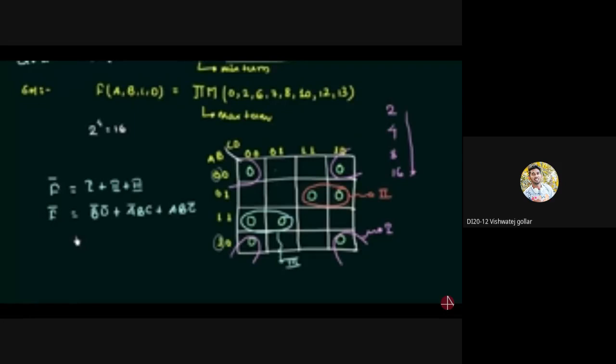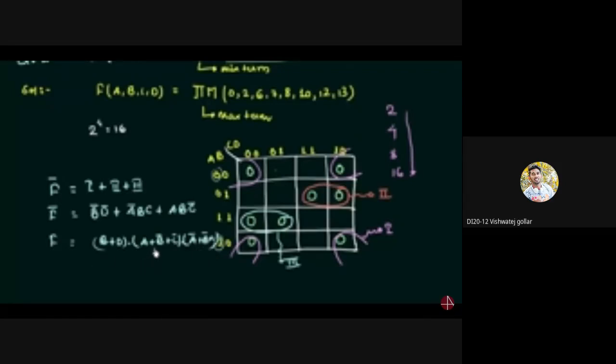Now we want F, so we will use De Morgan's law. We will complement both sides, and you are very good at complementing things, so I'm going to write this directly. It is B or D, and A or B complement or C complement, and A complement or B complement or C. Okay, so this is your answer.